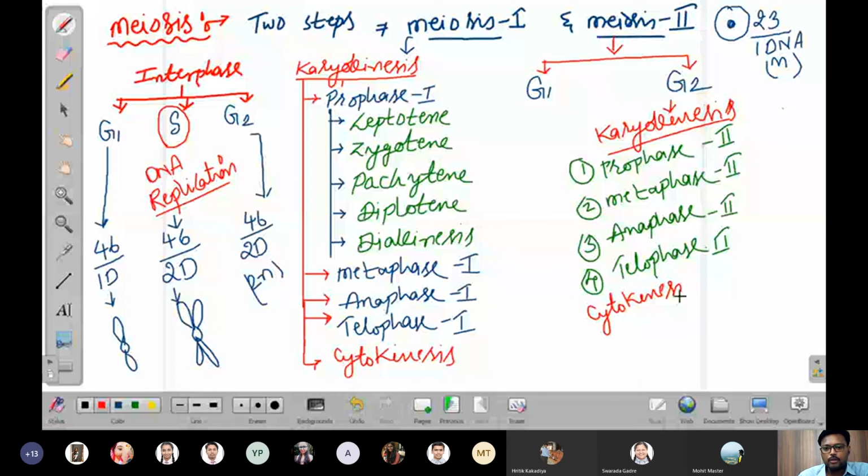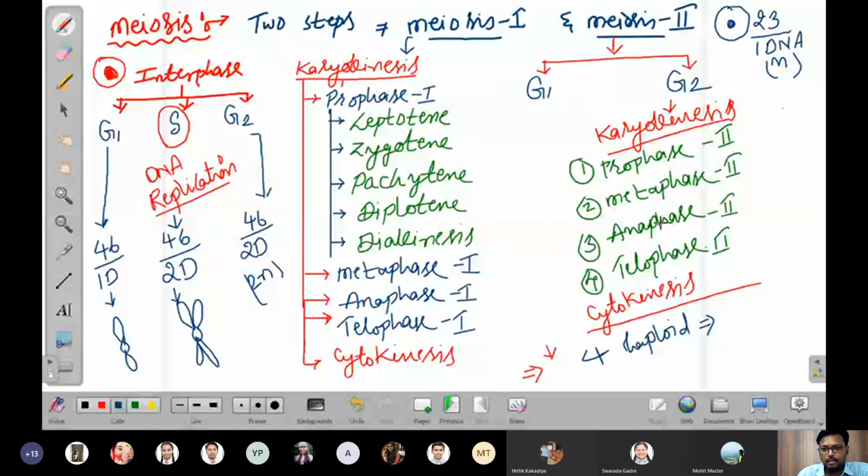Now, in total how many cells will be produced at the end? We have taken one cell here in the beginning. Now how many cells are produced here? Sir, 4. 4 cells, right. And all these 4 cells are haploid, with how many chromosomes? 23. Look, here it was 46, here the division happened, and in metaphase and anaphase they separated into 23. Now the 23-chromosome cell is again doing the same process: prophase, metaphase, anaphase, telophase.